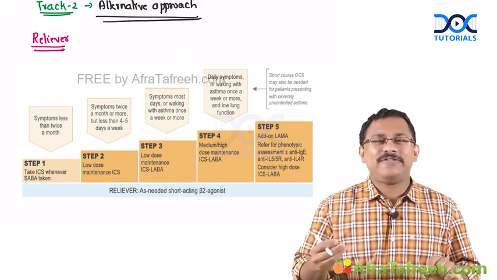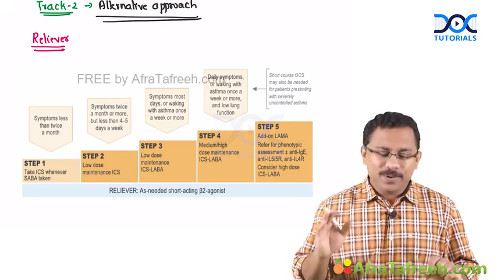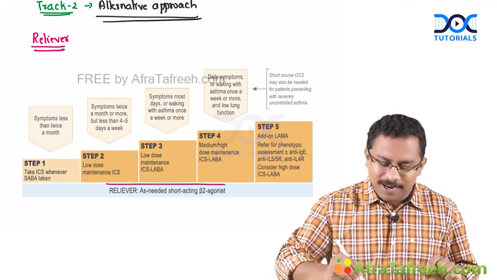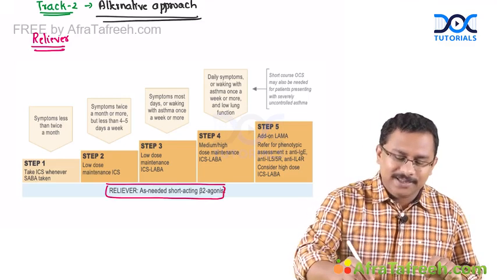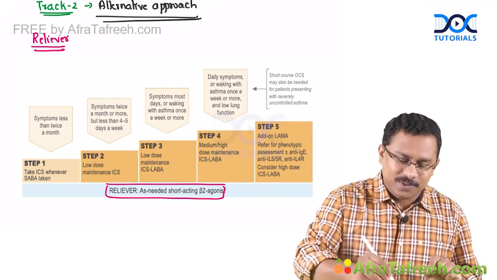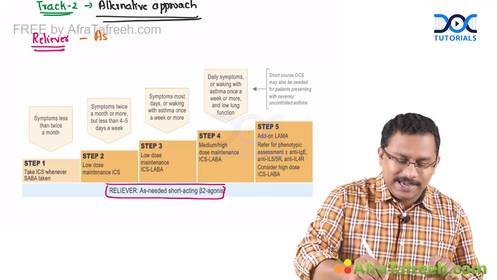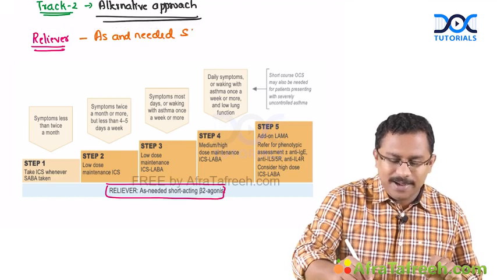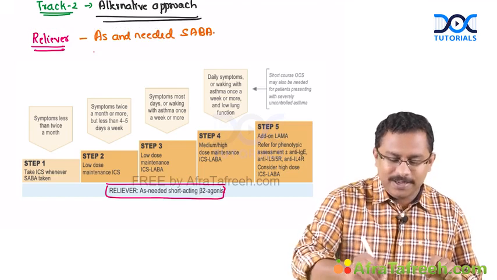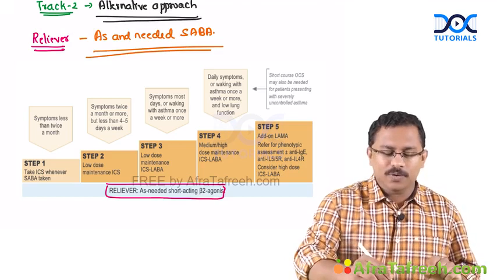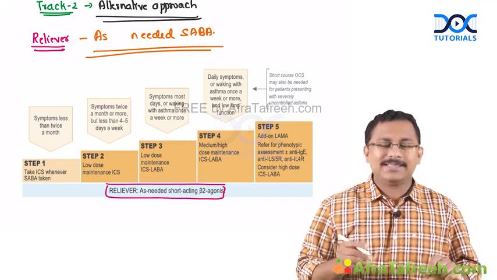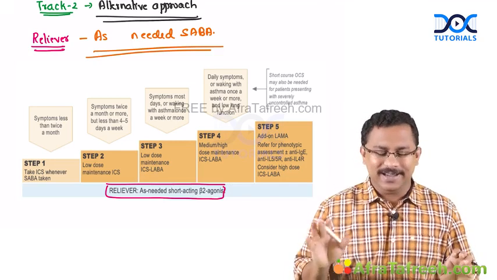Whereas in case of track 2, the preferred reliever therapy is as and when needed SABA. Okay, short acting beta agonist. So as needed you will go for a short acting beta agonist.